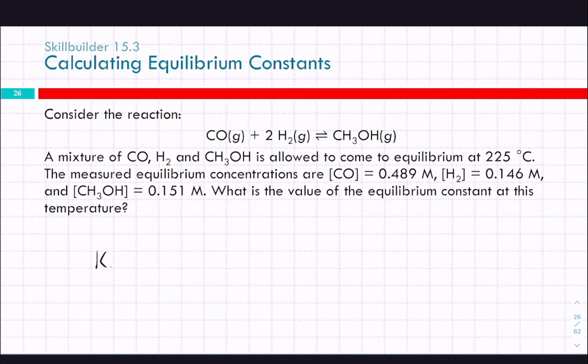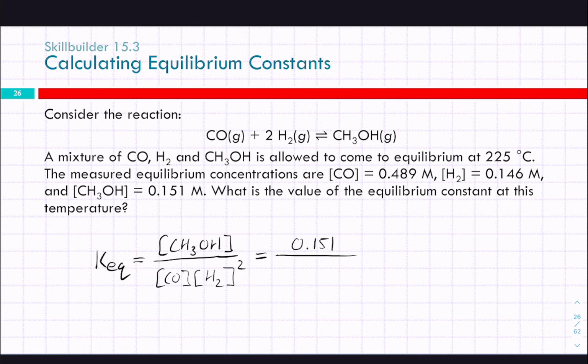Because we're going to leave those out of the KEQ. So then it's just products over reactants raised to the exponent of their coefficients. So that's methanol, coefficient of 1, carbon monoxide, coefficient of 1, hydrogen, coefficient of 2. And then we can plug these numbers in, being careful to stick them in the right spots and not leave out any exponents.